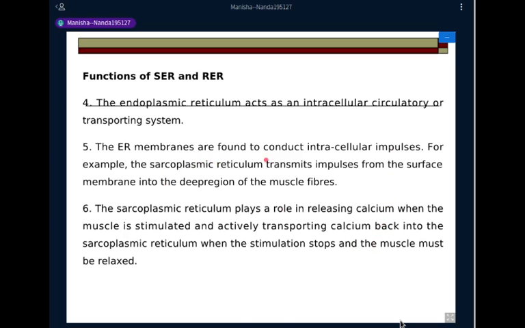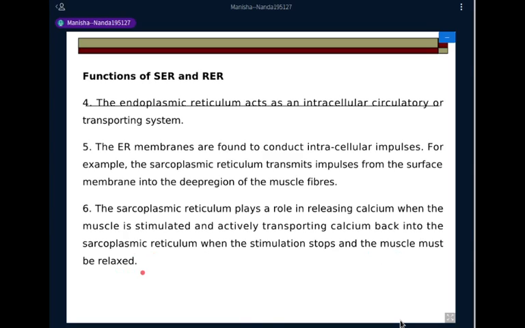The ER membranes are found to conduct intracellular impulses. For example, the sarcoplasmic reticulum, that is found in the muscle cells, transmits impulses from the surface membrane into the deep region of the muscle fibers. The sarcoplasmic reticulum plays a role in releasing calcium when the muscle is stimulated and actively transporting calcium back into the SR when the stimulation stops and the muscles must be relaxed.